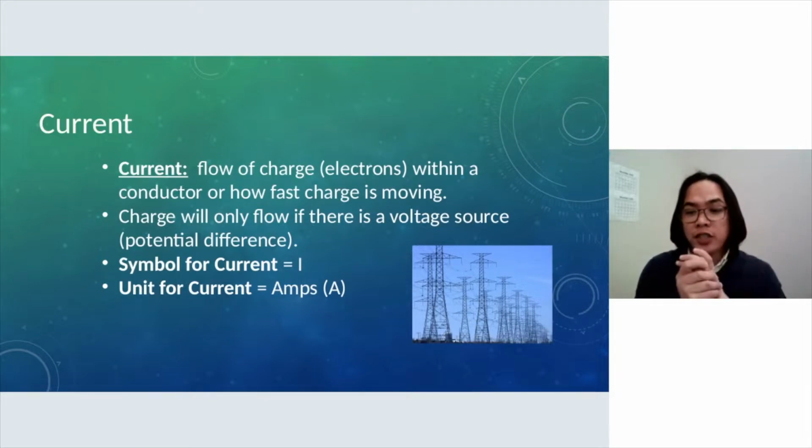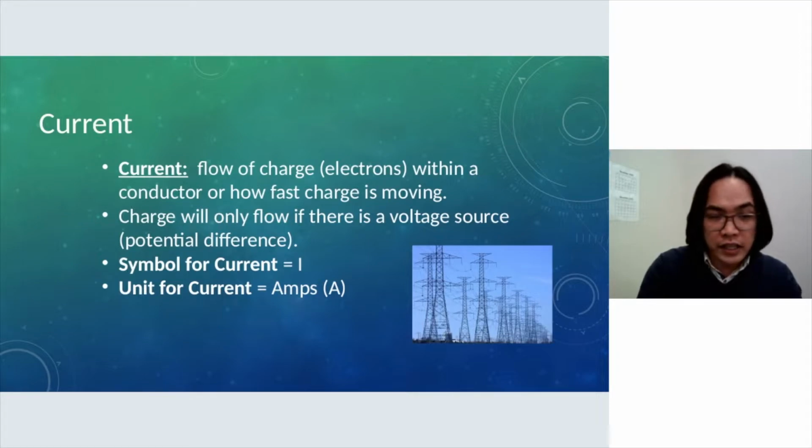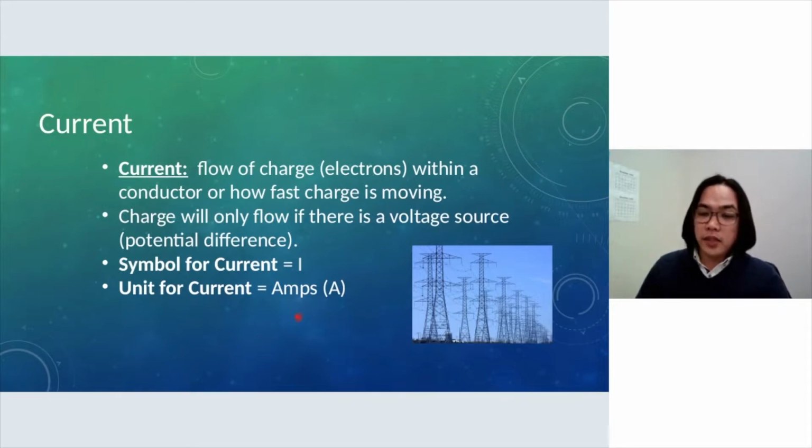So your flow of charge is what we call current within a conductor, or how fast charge is moving. So take note, conductors are materials that allow current to flow, for example, metals and copper wire. So the symbol for current is big letter I. The unit for current is amps or ampere. It was named after the scientist Andre Marie Ampere. So current is a very important part in order for electricity to be present.